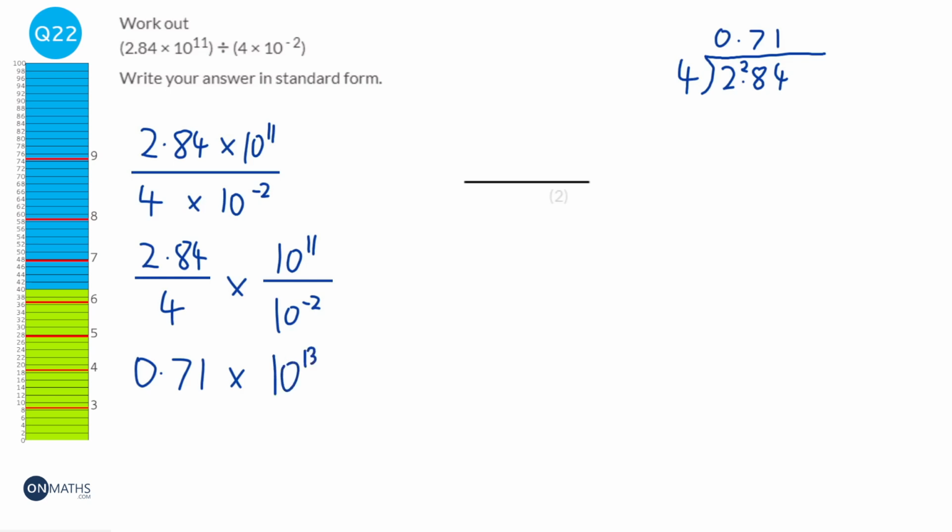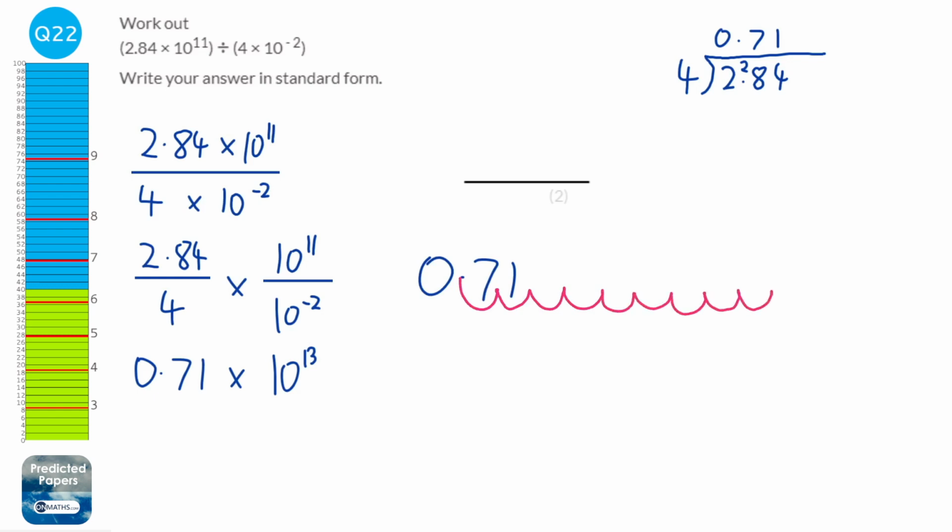Now we've got a bit of a problem here, because standard form must have a number between 1 and 10, and not including 10, at this position here, and this is obviously less than 1, so we need to convert this into standard form. So what we can do is just write the number out again. So I'm going to write this as an actual number, so it's 10 to the power of 13, so it'd be 1, 2, 3, 4, 5, 6, 7, 8, 9, 10, 11, 12, 13, fill in the zeros.